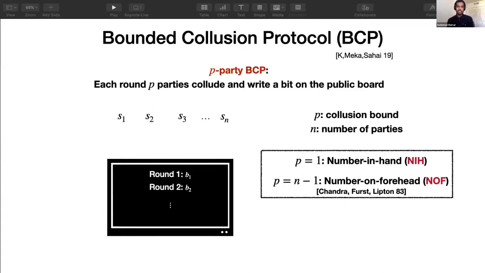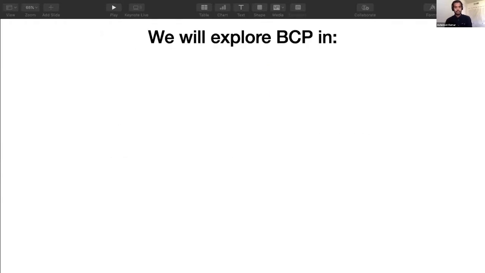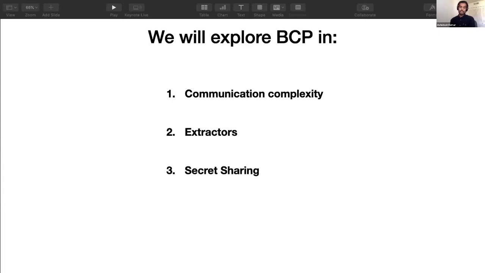But now we have a parameter P. This allows us to interpolate this entire rich spectrum. In this work, we'll be focusing on 3 different facets of BCP. First, we'll be looking at communication complexity. Then we'll be delving into the world of pseudorandomness through extractors. And finally, we'll be looking at cryptography in the context of secret sharing. So there will be context switching, but to give our results, we have to do this.